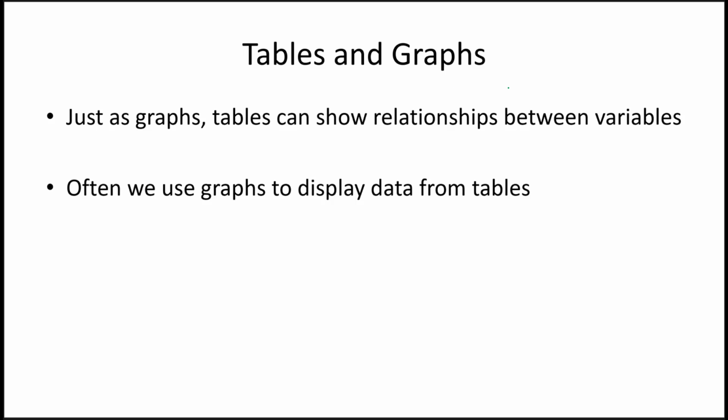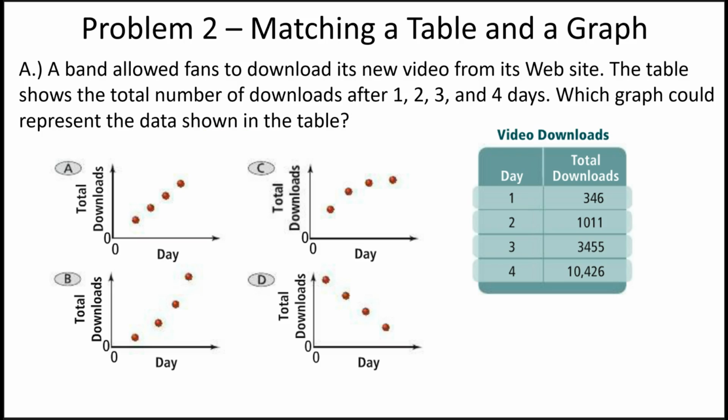All right, so just as with graphs, we can also relate variables using tables. And so often we use graphs to represent the data from these tables, and we're going to go ahead and do that. So this situation is that a band is allowing fans to download its new video from its website. The table shows the total number of downloads after 1, 2, 3, and 4 days. Which graph best represents the data shown in the table?